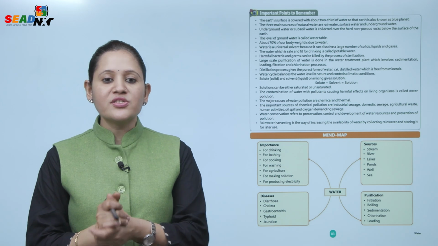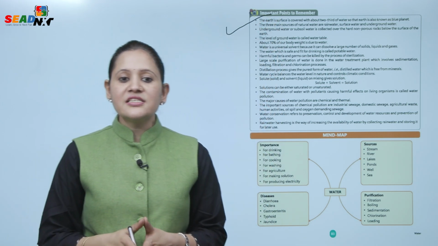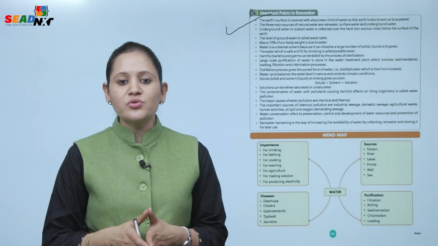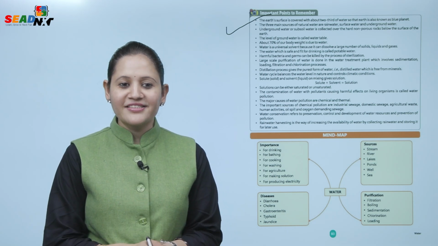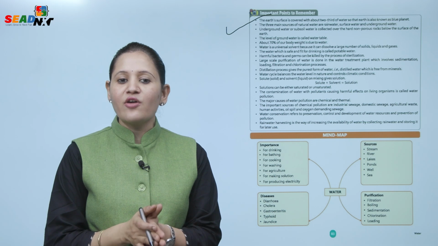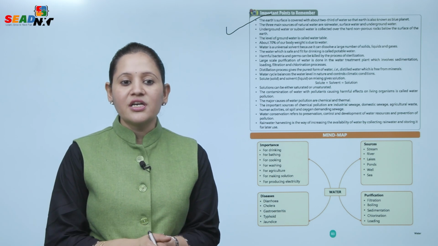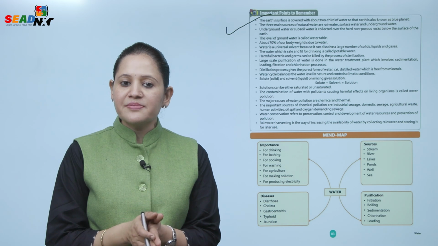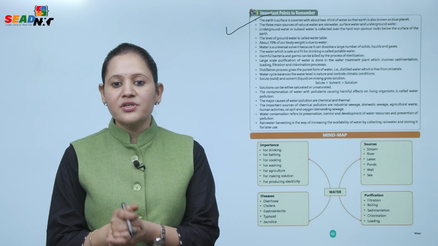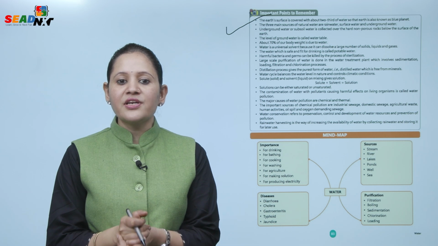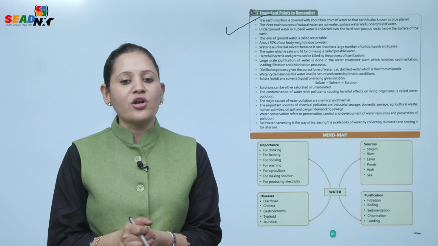Next are important points to remember. The Earth's surface is covered with about two-thirds water, so Earth is also known as the blue planet. The three main sources of natural water are rainwater, surface water and underground water. Underground water or subsoil water is collected over the hard non-porous rock below the surface of the earth. The level of groundwater is called the water table.